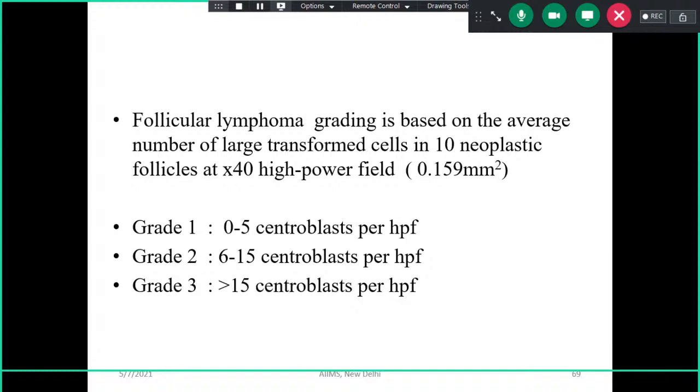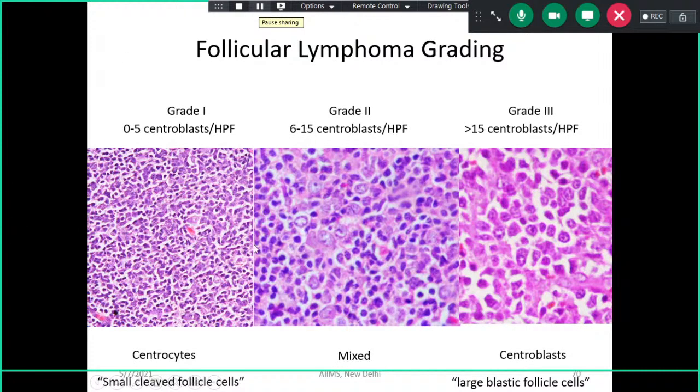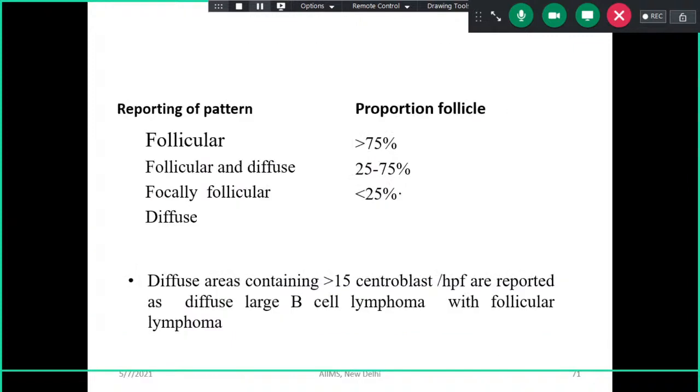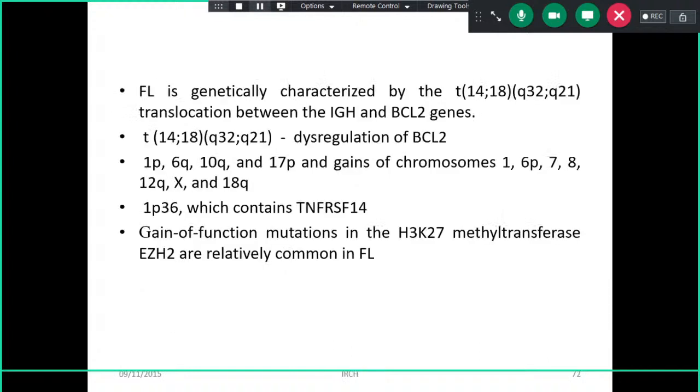So how do they grade? There are three grades, grade 1, grade 2, grade 3, based upon the number of centroblasts present inside a follicle: 0 to 5, 6 to 15, and more than 15. See, these are the centroblasts. Few centroblasts, more than 15 centroblasts, fewer. So grade 1, grade 2, grade 3. Grade 3 has A and B. B is the very worst situation; you have to treat it like an aggressive lymphoma. The pattern could be follicular, or it could be diffuse. If it is less than 25% of follicles, it is called a diffuse pattern.